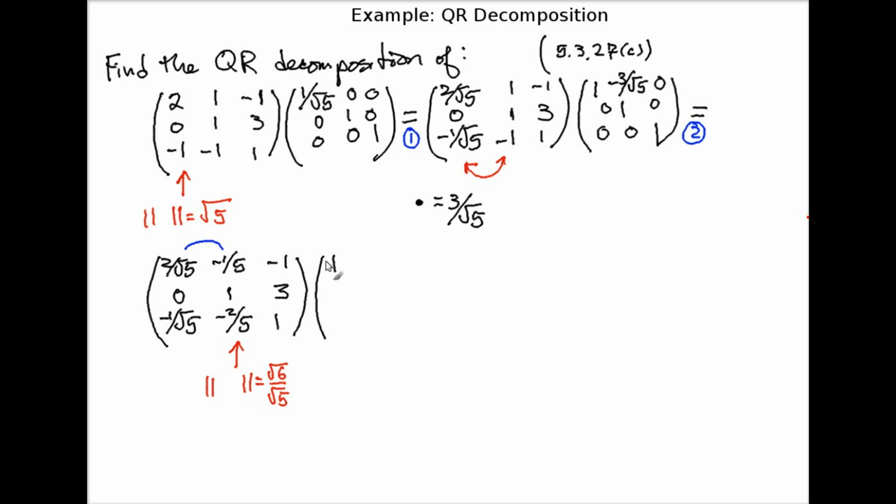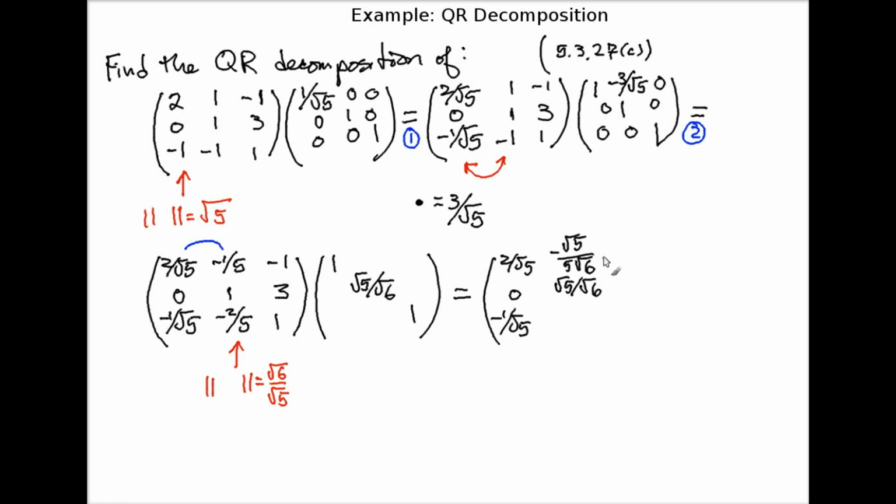And that amounts to multiplying on the right by 1, square root of 5 over square root of 6, 1 down the diagonal. And that gives you 2 over radical 5, 0, minus 1 over radical 5. And the second column becomes a little complicated: minus 5 over 5 radical 6, radical 5 over radical 6, and minus 2 radical 5 over 5 radical 6. And the last column doesn't change, you get minus 1, 3, 1. And, well, that's step 3.